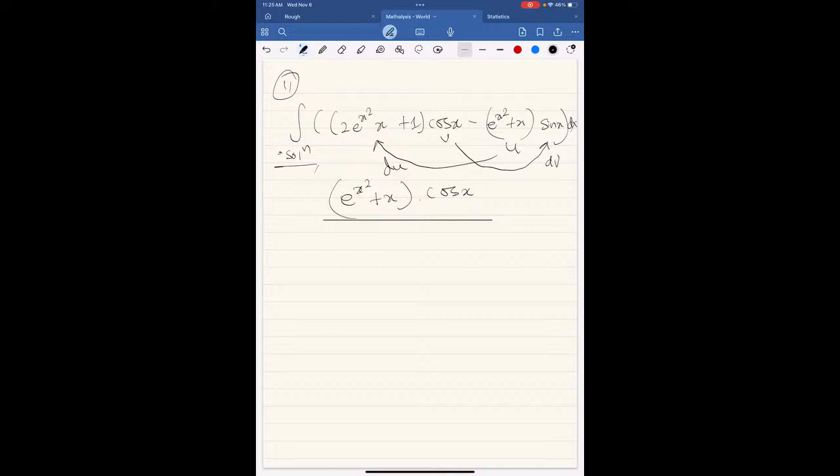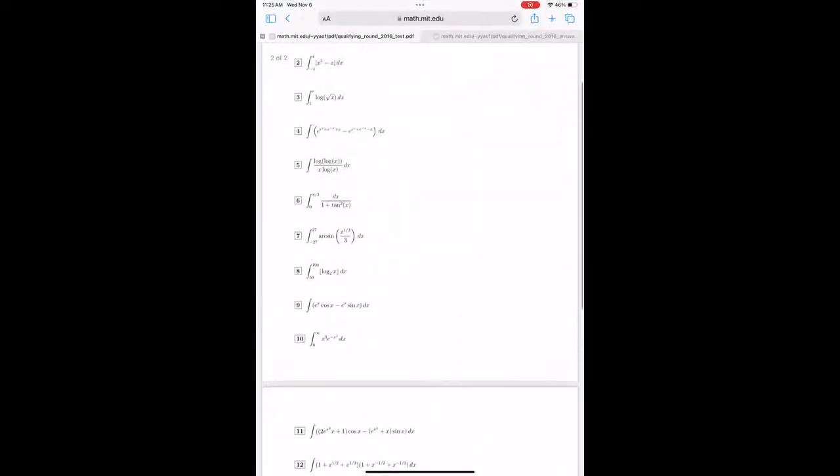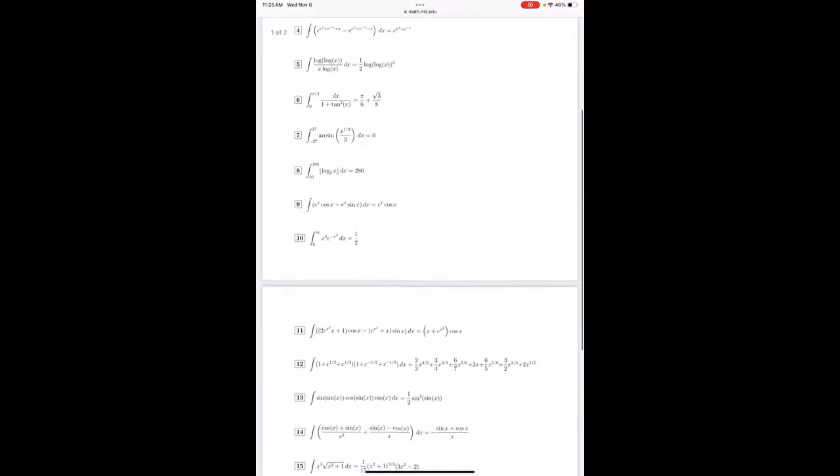Now if we differentiate this, first we have du by dx, which is e to the power x squared dot 2x plus 1, and v will be as it is, cos x. And then plus, u will be as it is, and its derivative is minus sin x. So you can see that it's pretty obvious the main integrand from which this has been derived. So that's the answer. If you want to do it more rigorously, use integration by parts. That will also give you the answer. So e to the power x squared plus x times cos x plus c. That should be the answer.